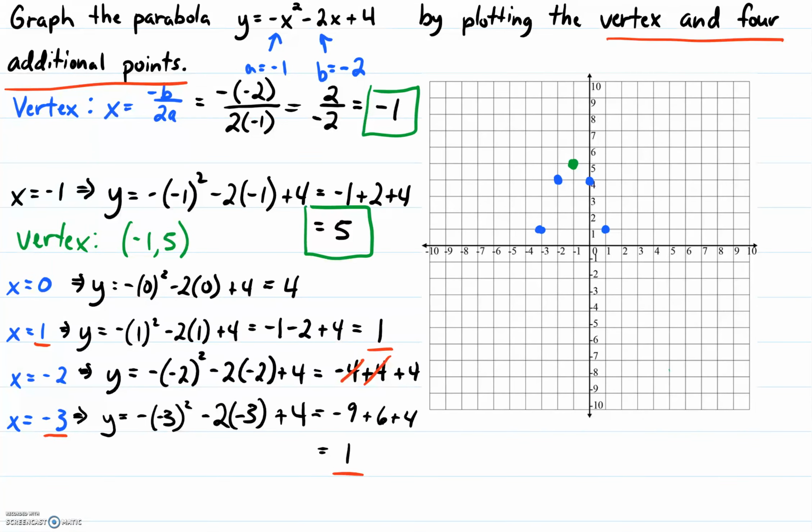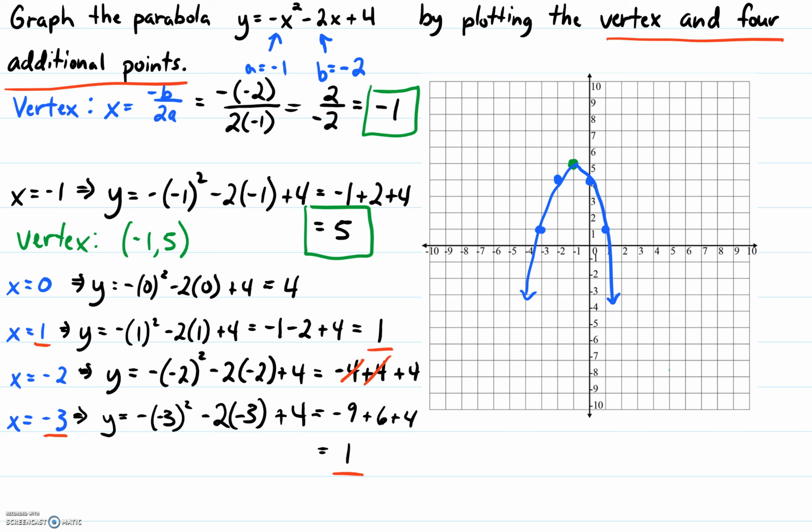And so now we have our vertex, and we have 2 points to the left and 2 to the right. So we can just connect the dots, knowing it's going to be a U shape. And of course, the points that we got verify what we knew about it opening downward. That's always a good way to double check yourself. You know it's going to open downward because the leading coefficient is a negative. So if something happens and it doesn't, then you know there's a problem.